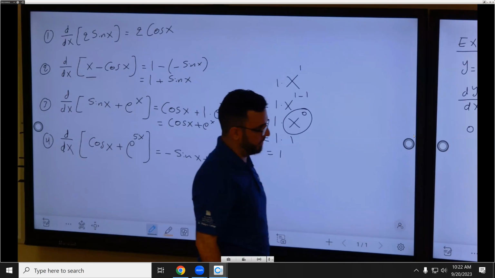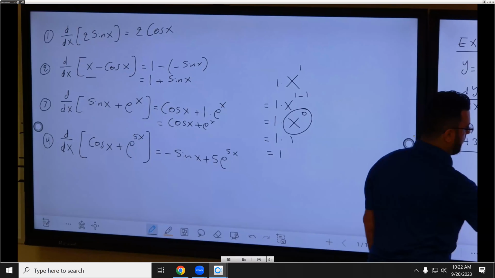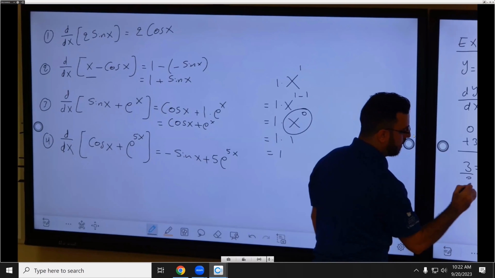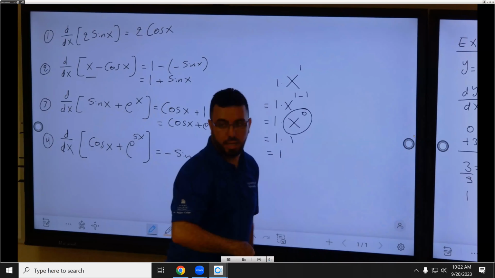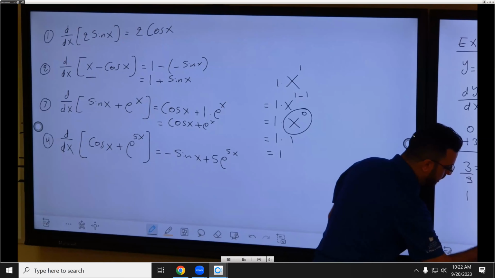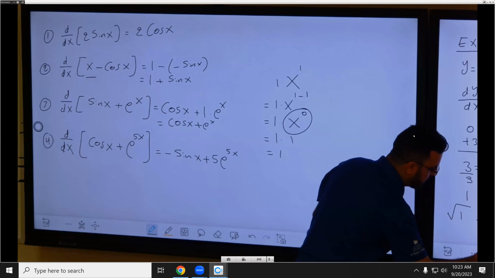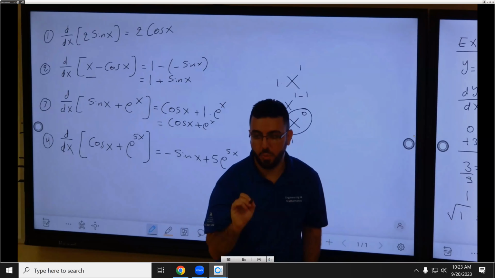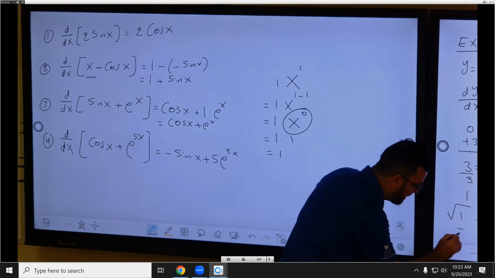Add 3. Cancel. So 3 equals 3x squared. Then divide by 3. That means x squared equals 1. Now what do I have to do? Take the square root of both sides. Square root of x squared equals square root of 1. That means x is going to be equal to what? What's the square root of 1? Positive, negative. Don't forget that. Always plus or minus 1.